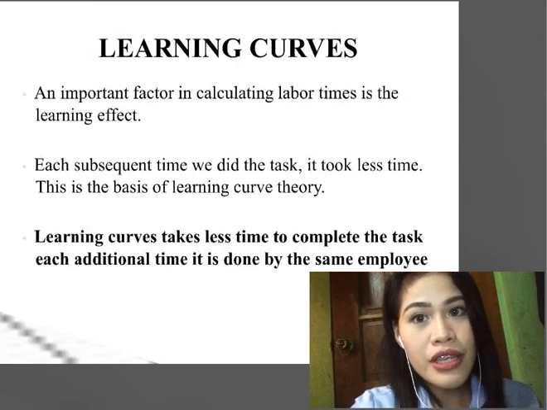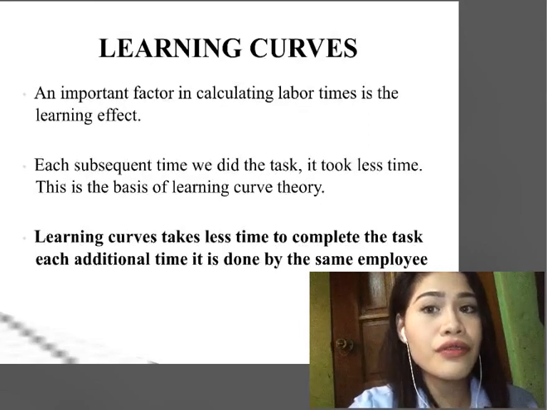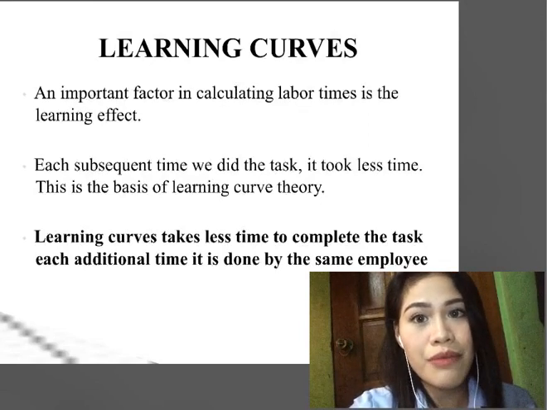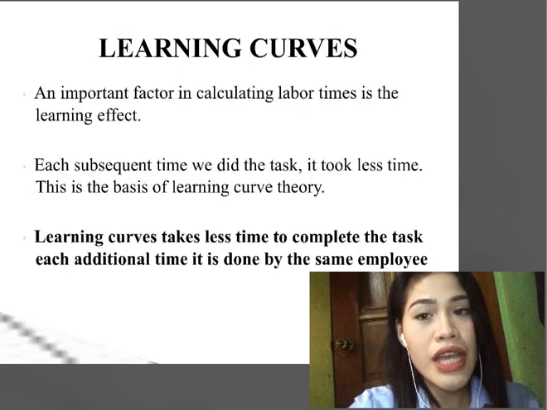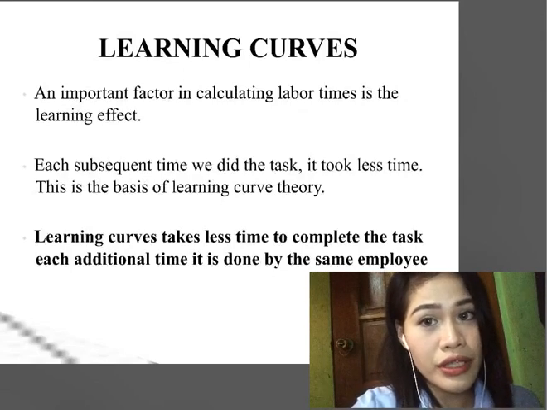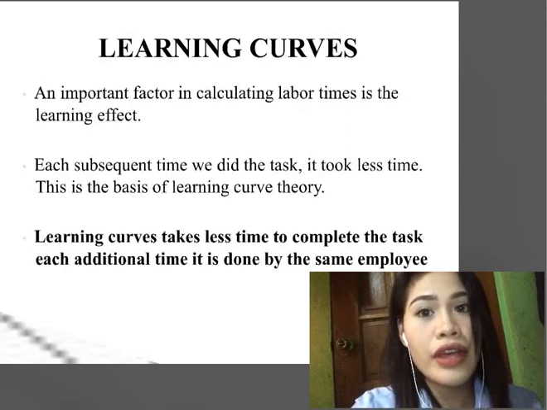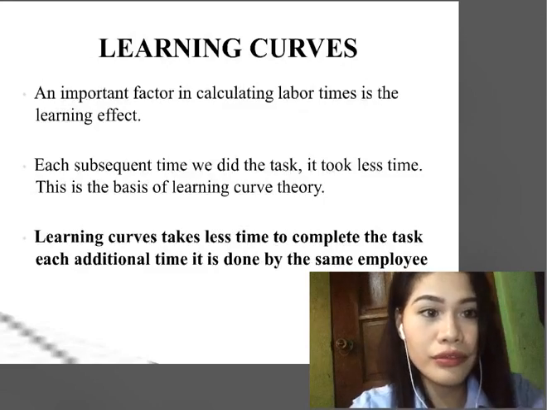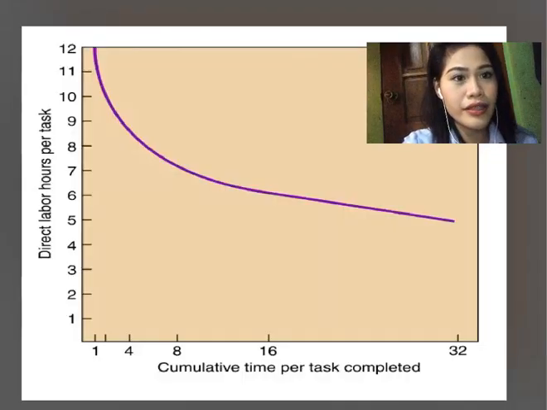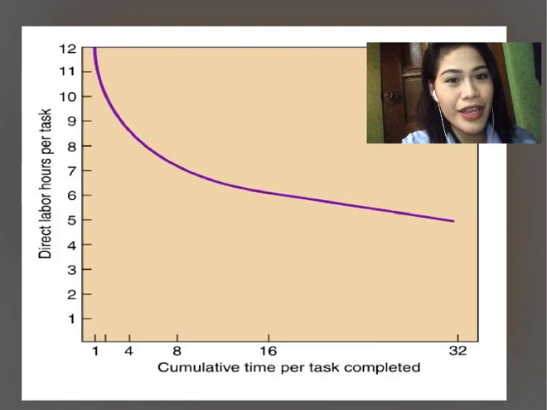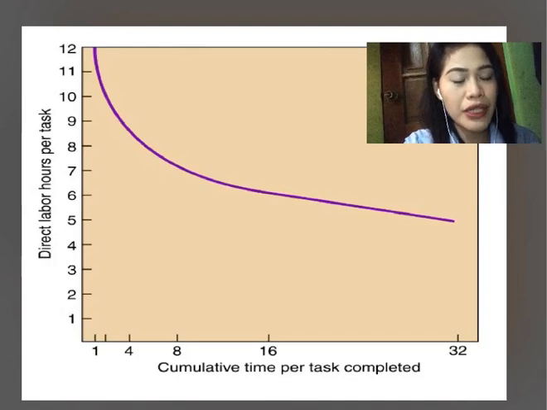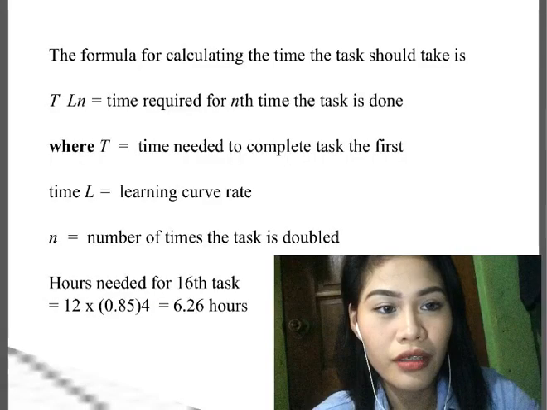For example, if a learning curve has an 85% learning rate, the second time the task is done will take 85% of the time it took the first time the task was done. So the fourth time the task is done will take 85% of the time it took the second time. And this is an example of a learning curve. You can see the direct labor hours per week and the cumulative time per task completed.